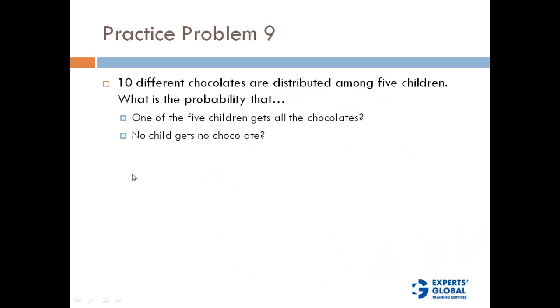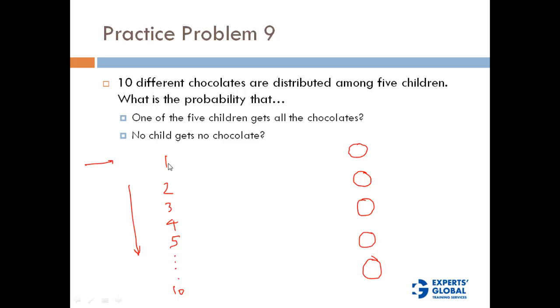Let's look at this one. Please give it a try. 10 different chocolates are distributed among 5 children. What is the probability that one of the 5 children gets all the chocolates? Let's look at the 10 different chocolates. So we have these chocolates, and we have these sets as children. What we are trying to do is distribute these 10 different chocolates in these 5 buckets, right?